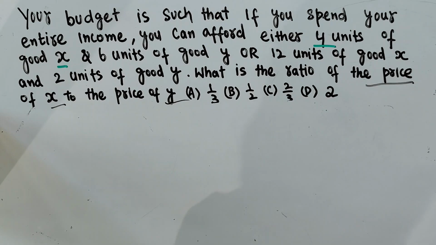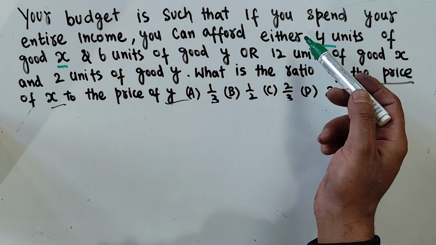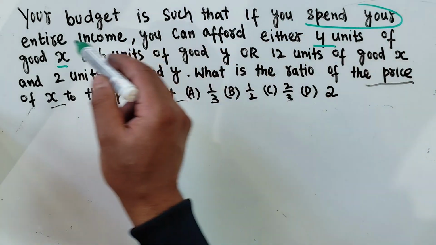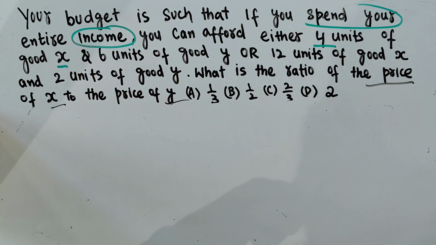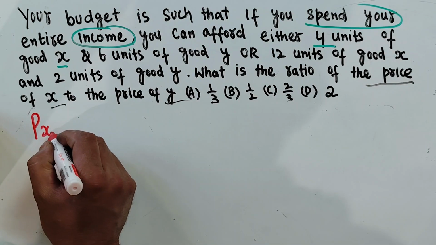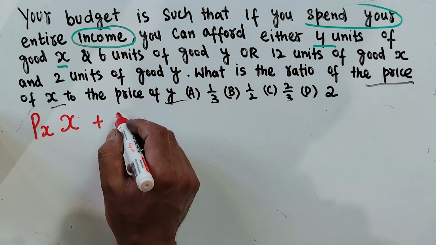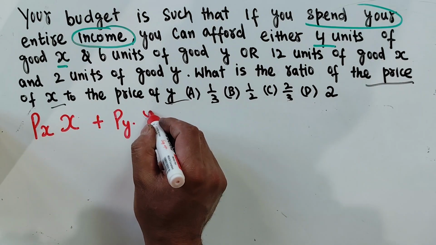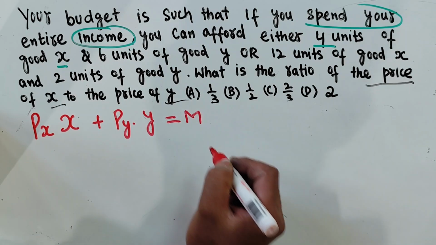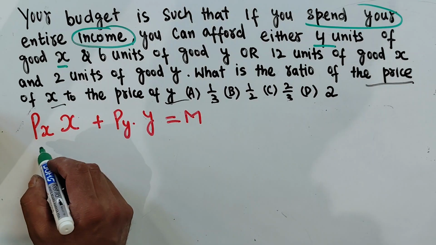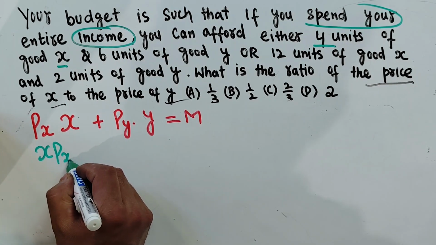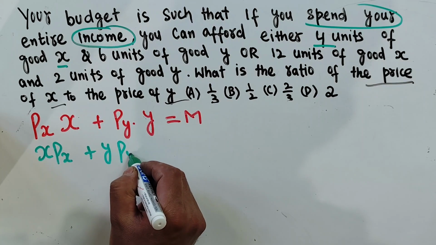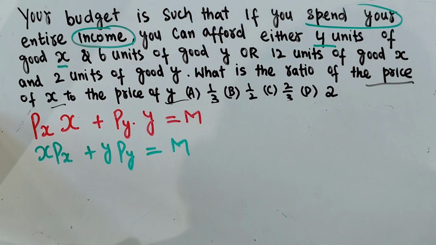Okay. So we are being told that if we spend our entire income, that means income gets exhausted on the two goods. So how do we write the budget constraint? That is the price of good X times units of good X purchased plus price of Y times units of good Y purchased should be equal to the income. Or if I write it in this fashion, X times price of X plus Y times price of Y should be equal to M. This is the general budget constraint. M denotes the income here.